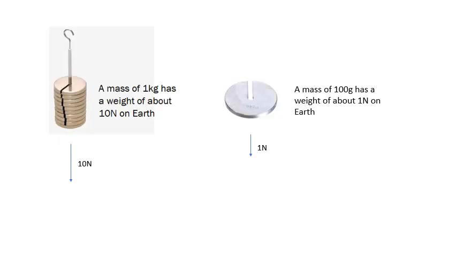Here's a mass of 1 kilogram. This is probably what you will use in physics lessons. So a mass of 1 kilogram has a weight of about 10 newtons on Earth. That is a 100-gram mass on the right, and a 100-gram mass has a weight of about 1 newton. And that's about the mass of an apple, 100 grams. And interestingly, 100 grams has a weight of about 1 newton. Bit like Isaac Newton, that, isn't it?